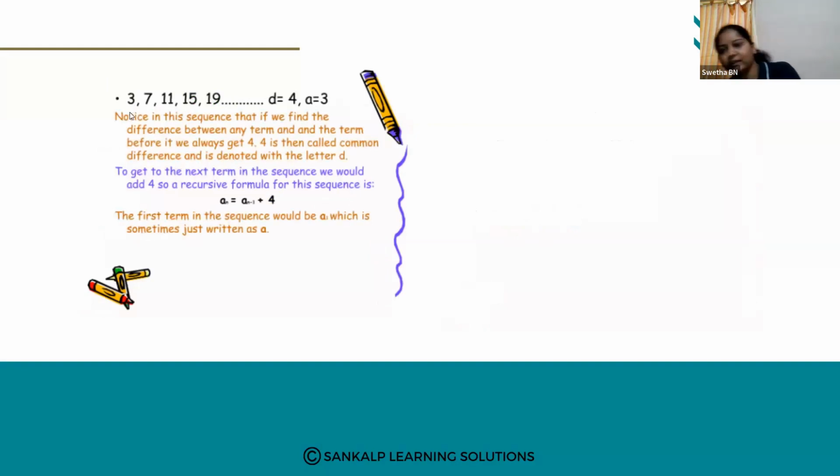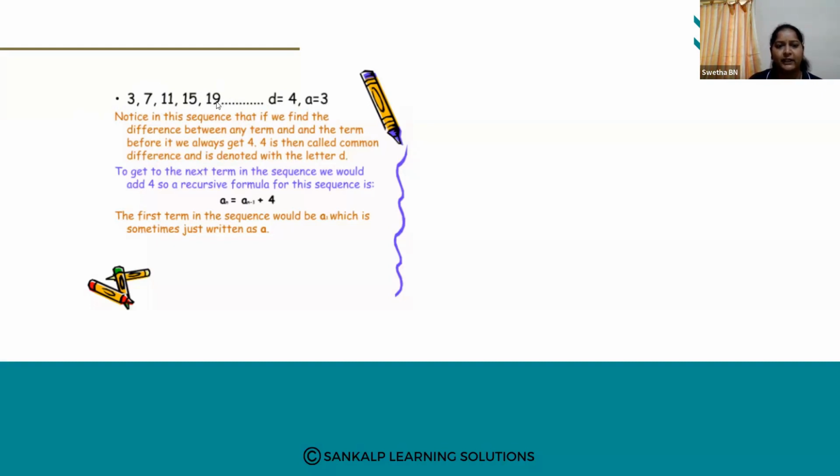See here, they have given a list of numbers 3, 7, 11, 15, 19. Which is the first term here, Panchami? Ma'am, 3. 3 is the first term. And what is the common difference here? Ma'am, 4. 3 plus 4 is 7, 7 plus 4 is 11, 11 plus 4 is 15 and 19. Okay, so the common difference is 4 and the first term is 3.